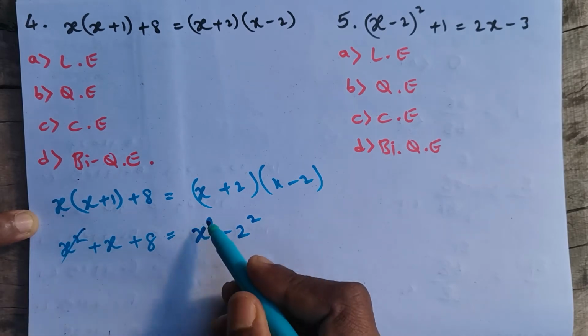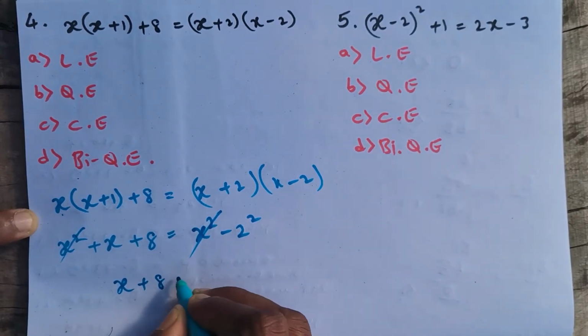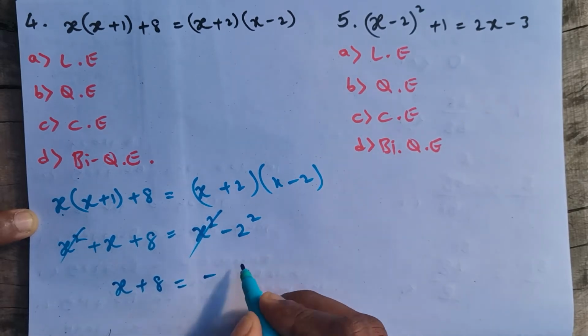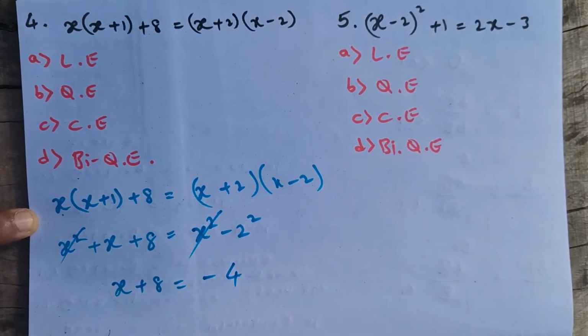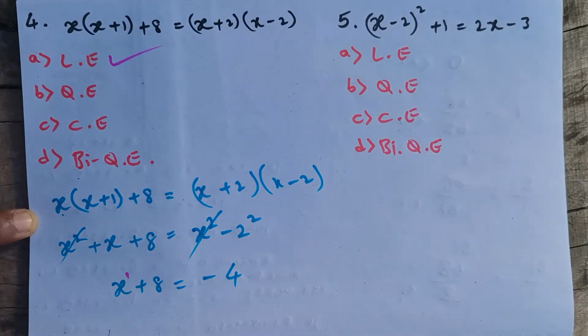Left side x square, right side x square will get cancelled. So we remain with x plus 8 equals minus 2 square, that is 4. Here x power is 1. So if the maximum power is 1, then it is a linear equation.